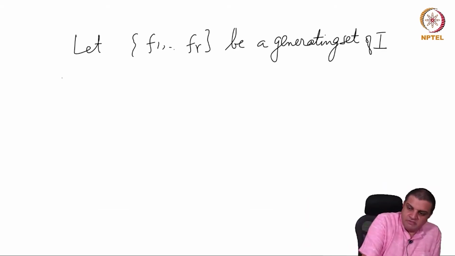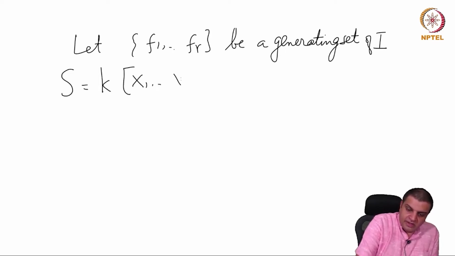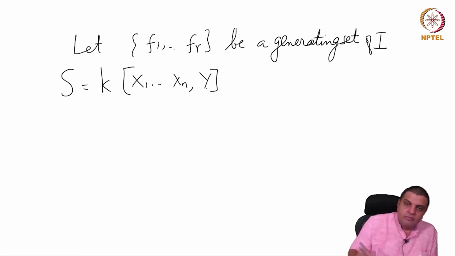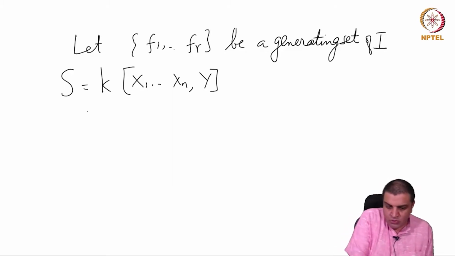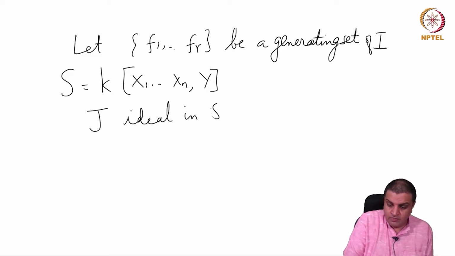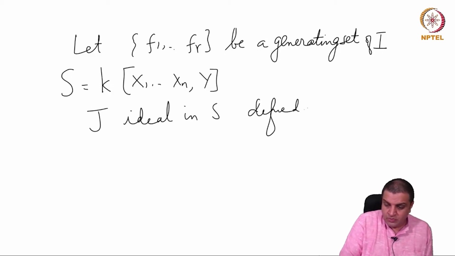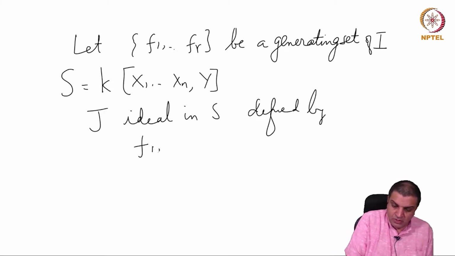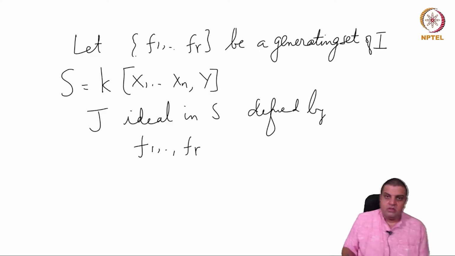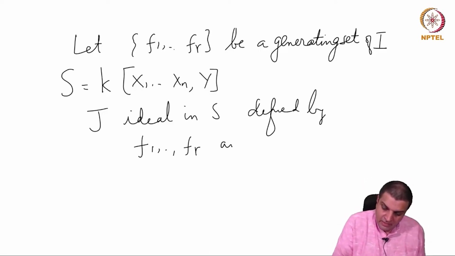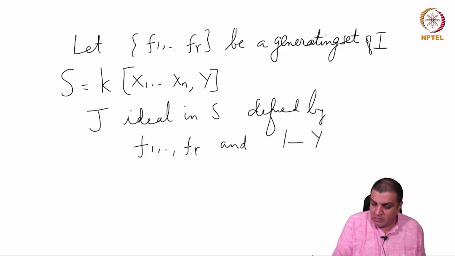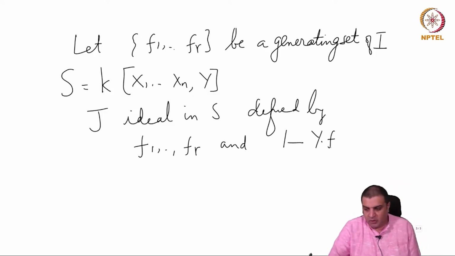So we define a new ring S, which has the same variables x, n of them, and a new variable y. In S, we define a new ideal J defined by F1 through Fr, the generators of I, and a new element which is 1 minus y times f. So f is a polynomial just in the x's.